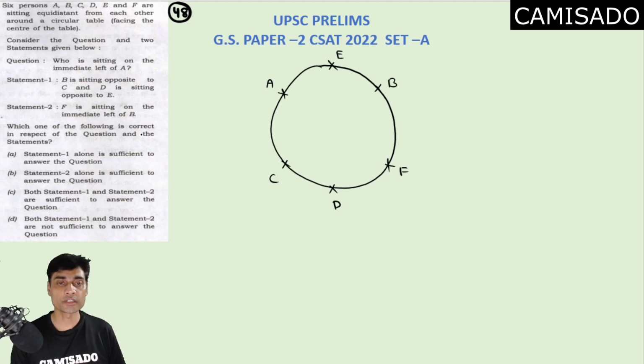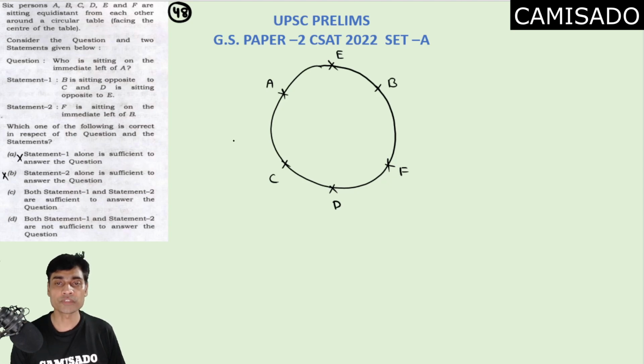Now which one of the following is correct? Statement 1 alone: B is sitting opposite to C and D is sitting opposite to E. With this data we cannot find the position of A. So statement 1 alone is not sufficient. Then again statement number 2, F is sitting on the immediate left of B. This also doesn't give any information about the location of A. So this is also not sufficient.